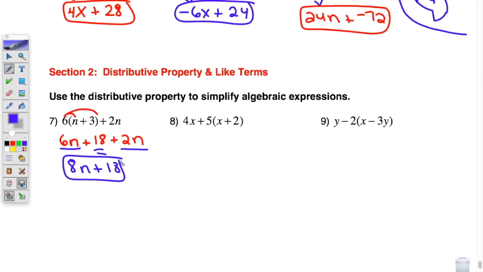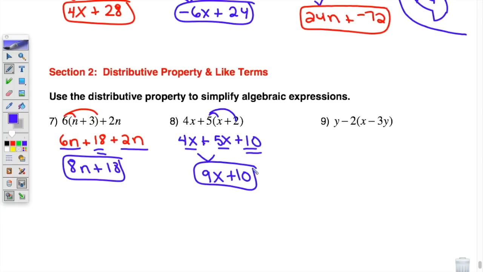Number 8, 4x plus 5 times the sum of x plus 2. Bring down your 4x, bring down your plus. Now distribute. 5 times x is 5x, plus 5 times 2 is 10. Combine your x's together, those are like terms, and your 10 has no like terms. So 4x plus 5x is 9x plus 10.